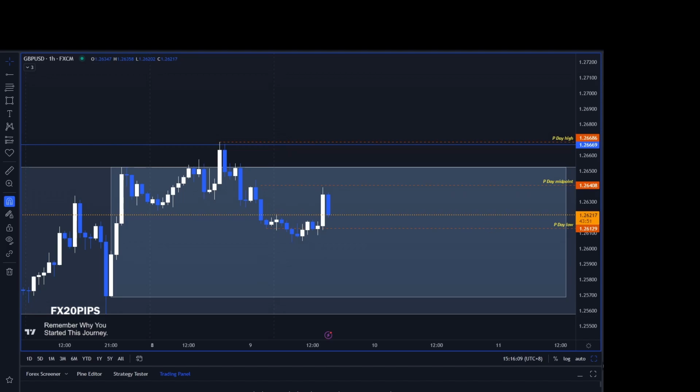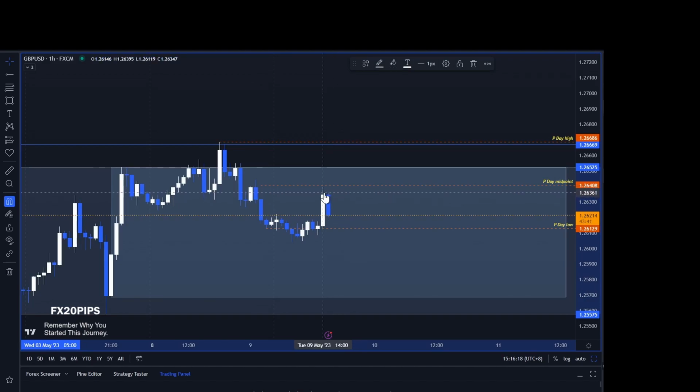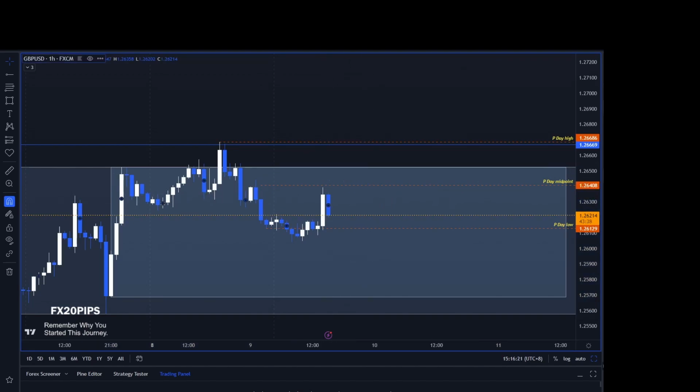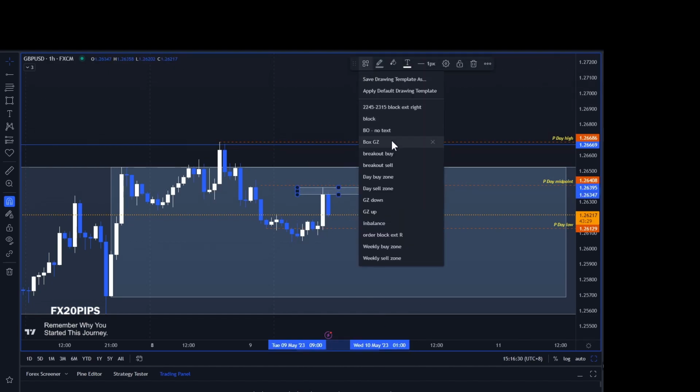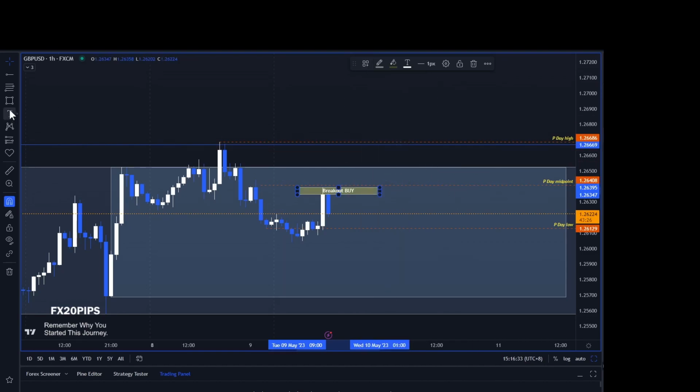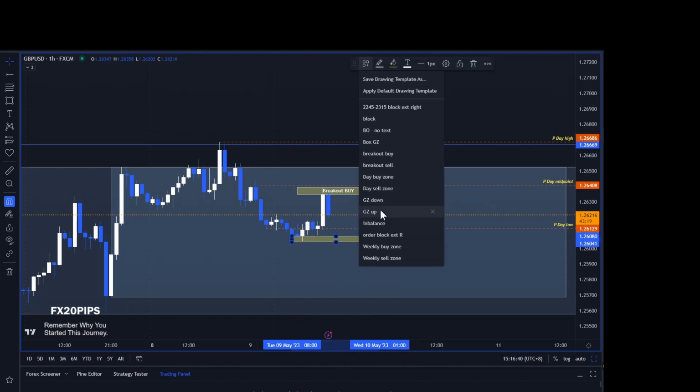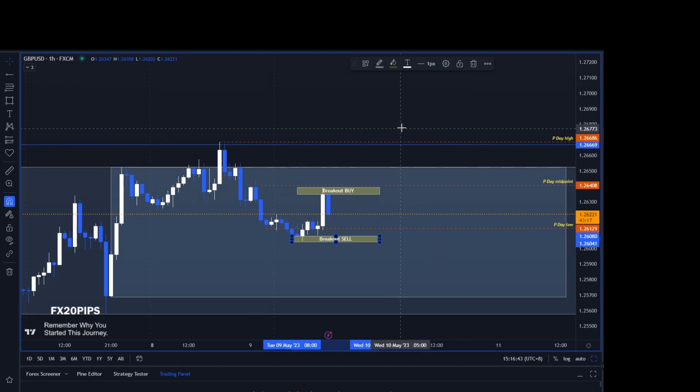Now, you can also draw, remember my breakout buy and sell zone. So what I'm going to do is just stick it close to here. Oh, where am I? No, hang on. Okay, I'm going to just put it here. Draw this thing here. Breakout buy. So today, I can name it breakout sell.